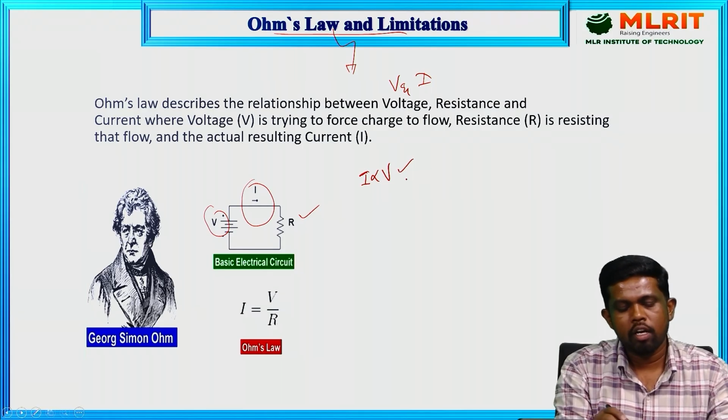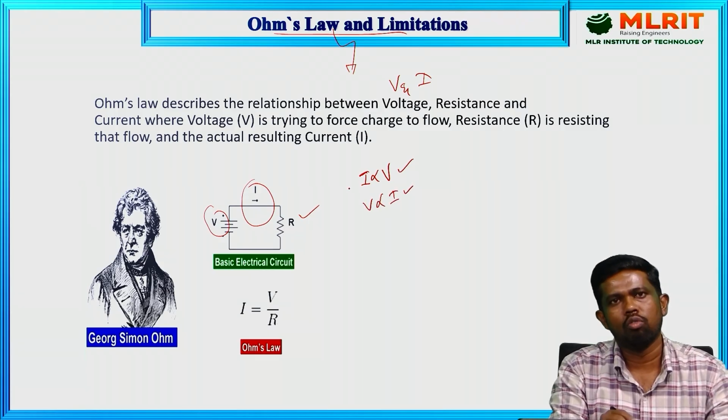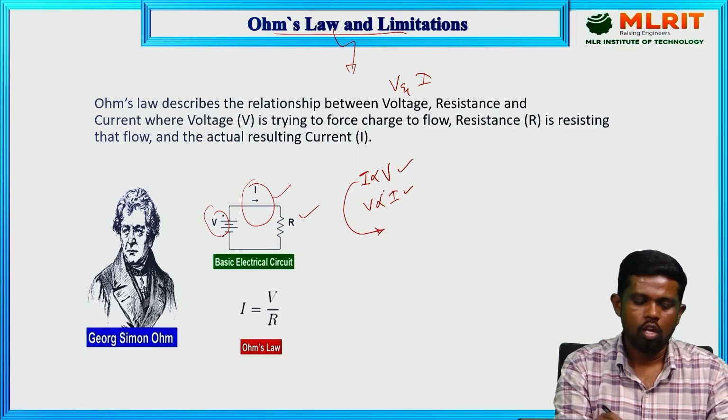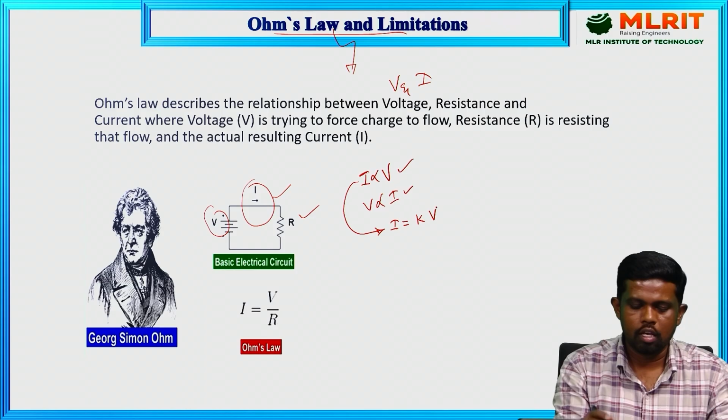Some standard textbooks follow the notation V directly proportional to I. That is also correct. But I always consider the response of the circuit, that is the current: if I apply the voltage to the circuit, then we get the current. That's why I always consider I directly proportional to V. Both are correct. Removing the proportionality, you get the proportionality constant as I equals K into V. Instead of K, I am going to represent this constant as capital G. Both are the same.